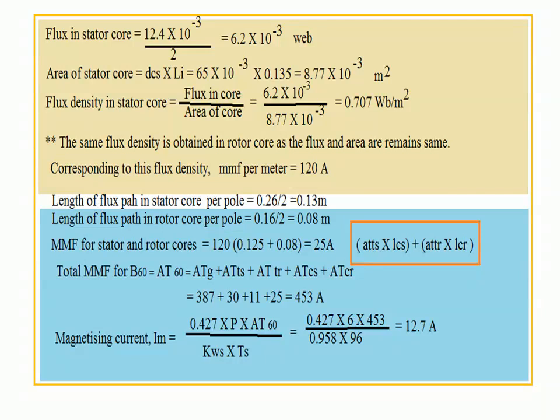Hence MMF for stator core and rotor core, 120 is common. In brackets, length of stator core plus length of rotor core, we are going to get the effect of the two values. Hence total MMF AT60 equals ATG plus ATTS plus ATTR plus ATCS plus ATCR. Add all the values. After getting the AT60, you have to calculate the magnetizing current. By substituting this value, you are going to get around 12.7 ampere.